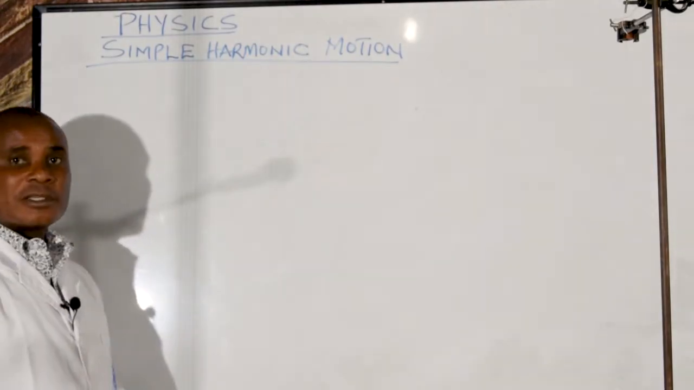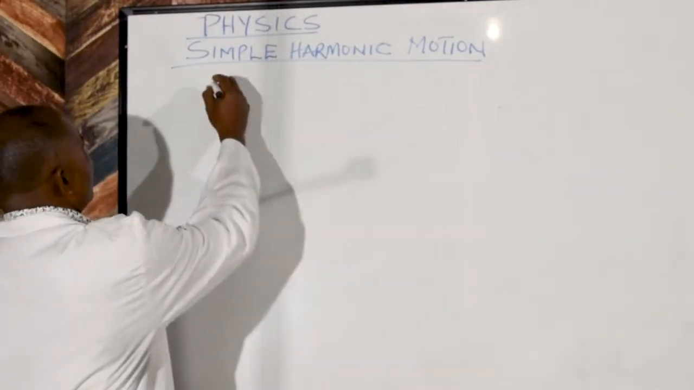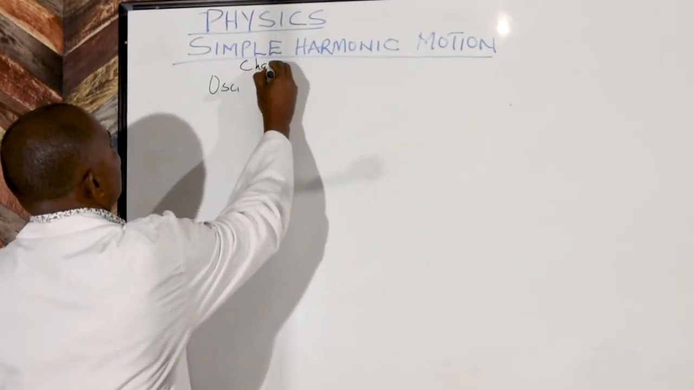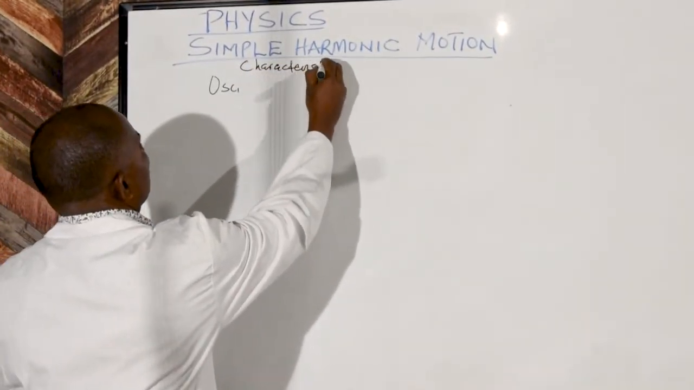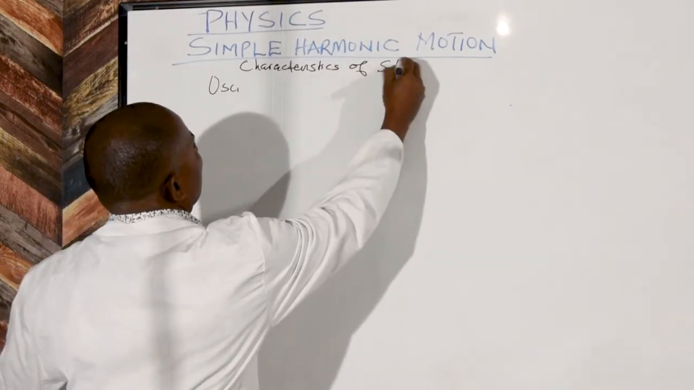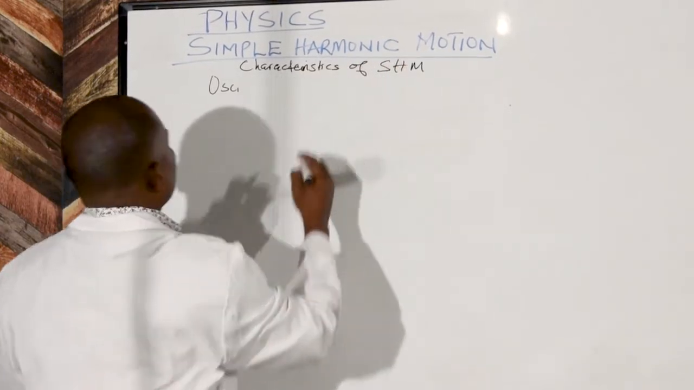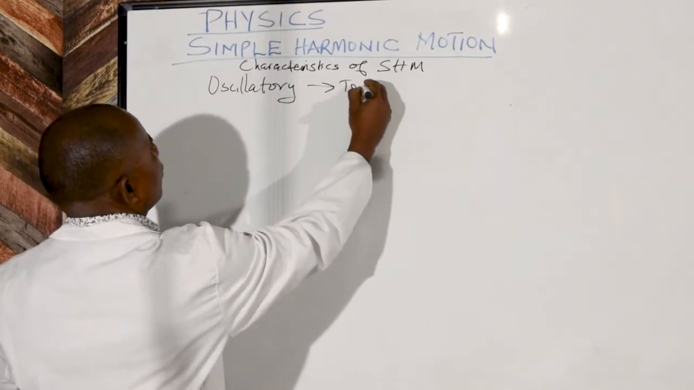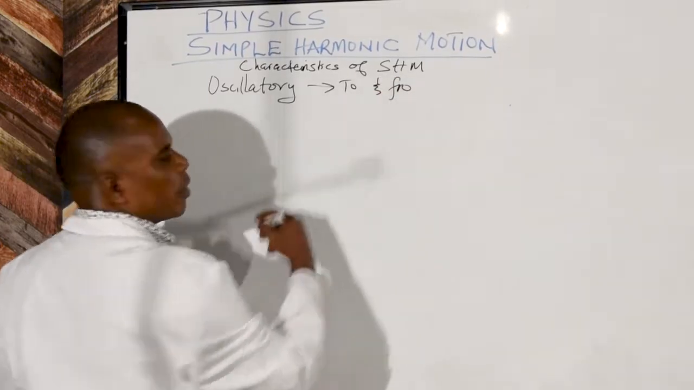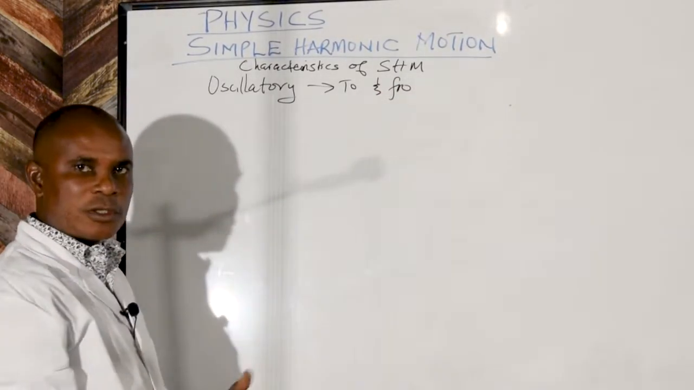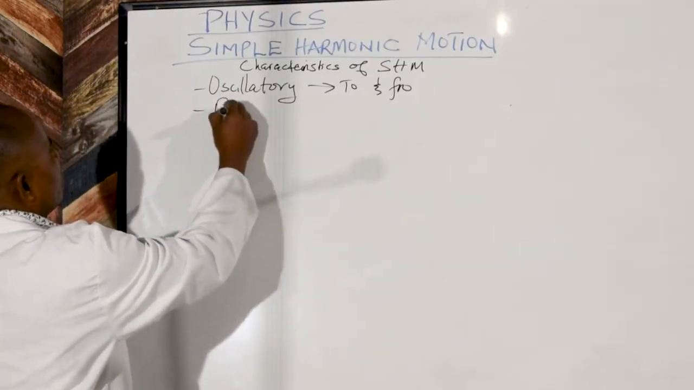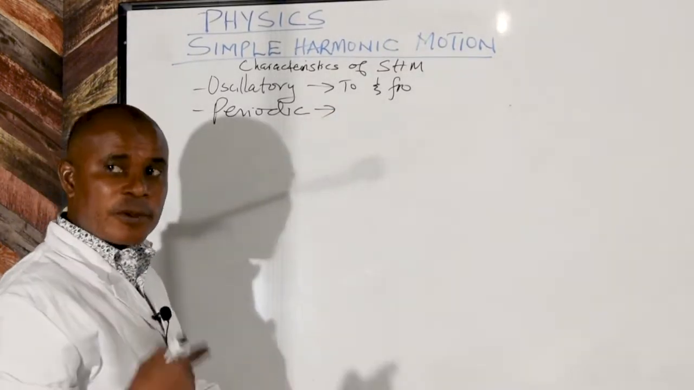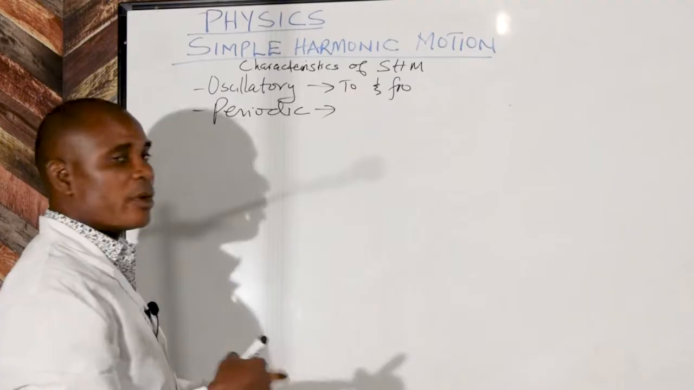Remember, I just said that it is a type of motion that is, first of all, oscillatory. So we look at the characteristics of SHM. First, it is oscillatory, that is, it's a to and fro motion, right? And it is periodic. It means that it can repeat itself at intervals of time. That's what we mean by periodic.